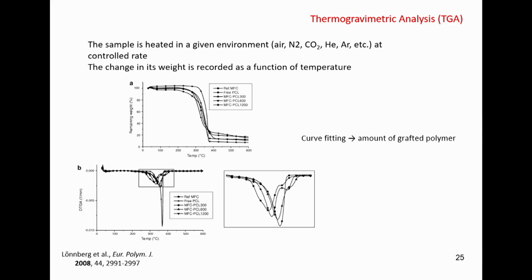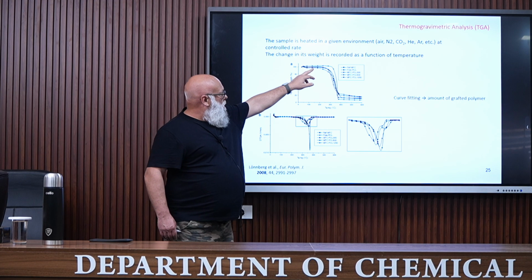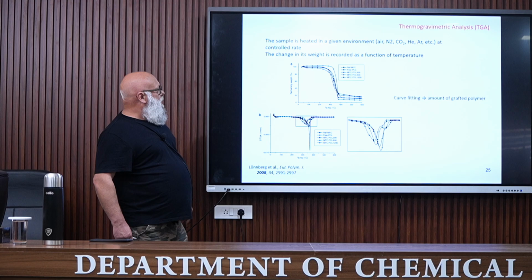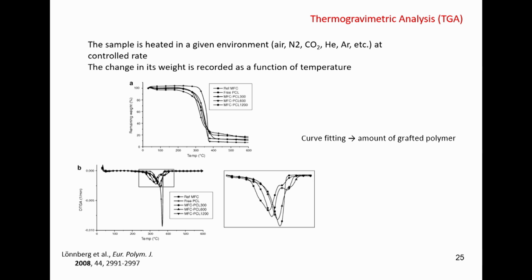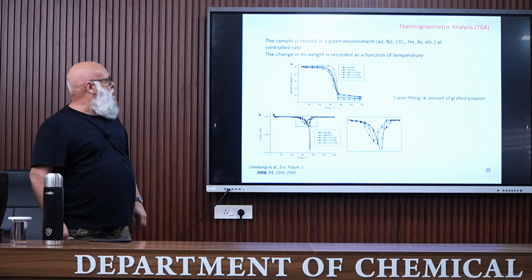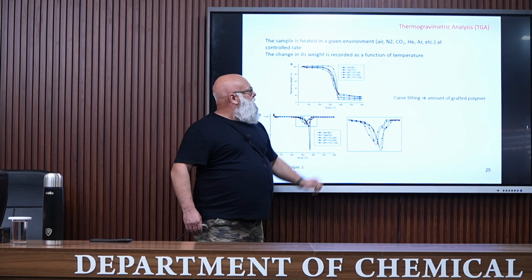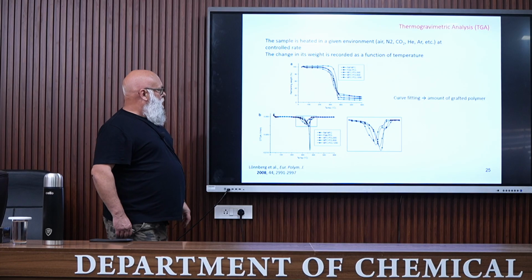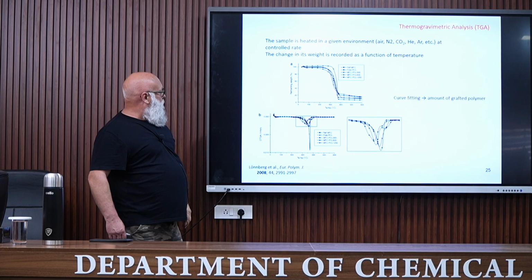The change in weight of the material is recorded as a function of temperature, and so we obtain this kind of curve. And in this case, you have the reference; it's not very clear, but I think it's this signal that refers to unmodified microfibrillated cellulose or cellulose nanofibrils. These cellulose nanofibrils have been grafted with polycaprolactone of different molecular weight, and so it changed the signal a little bit. It's not really easy to see from this plot.